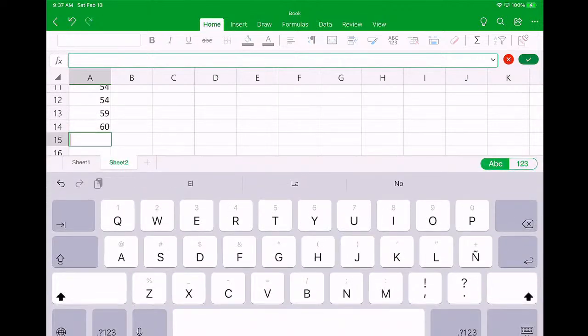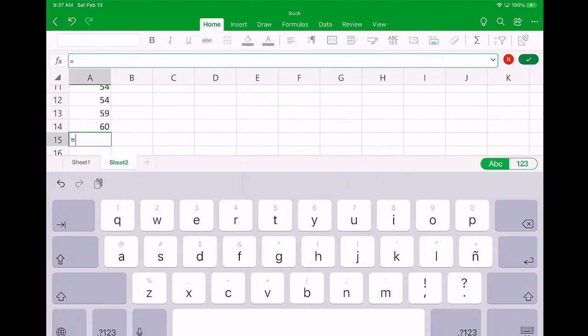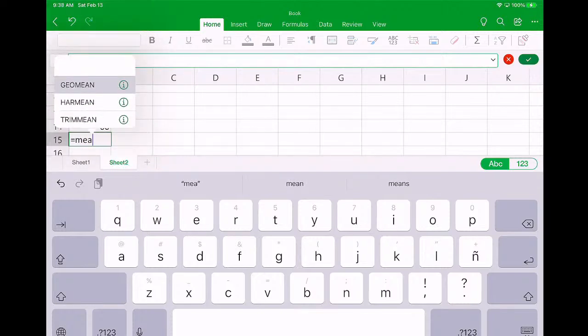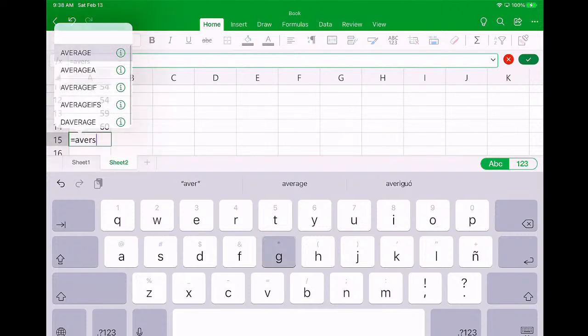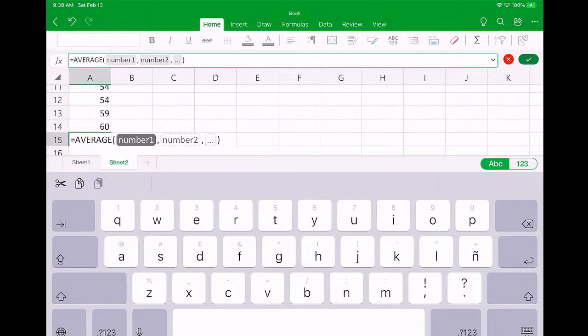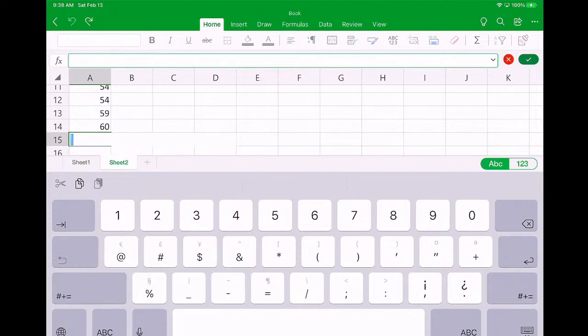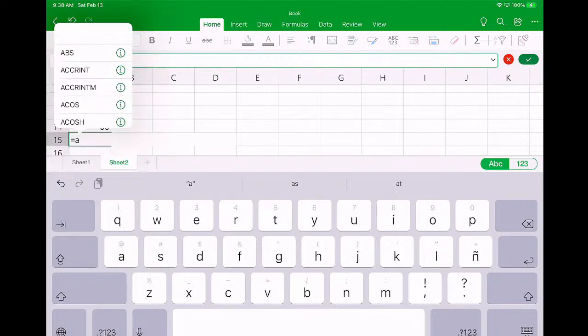So now I want to enter equals, and I want to write mean or average. No, it's not going to give me that, I would say average. For Excel, average. Now writing average, it asks for the values. So what you can do is, oops, I just lost it. So I'll do that again. Equals average.